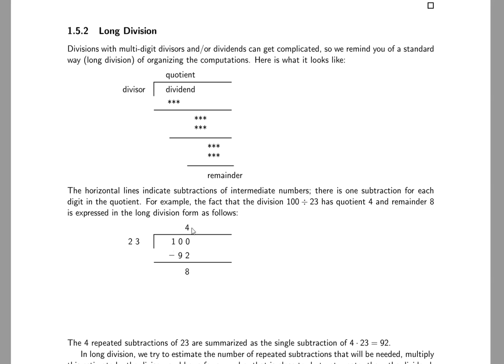It's 23 into 100, so the 4 goes here above this 0. 4 times 23 is 92. Subtract that from 100. We get 8, and that's the remainder. So the quotient is 4, the remainder is 8.